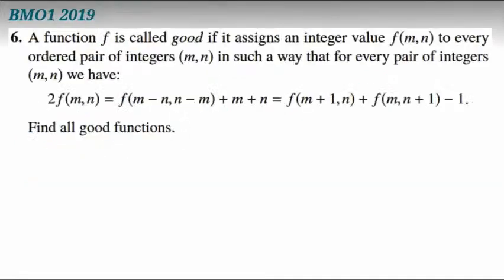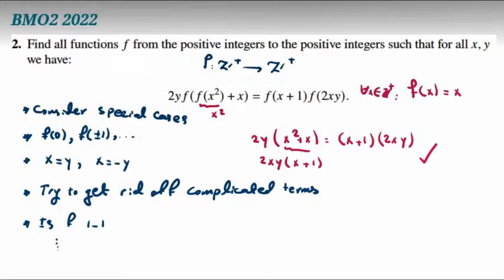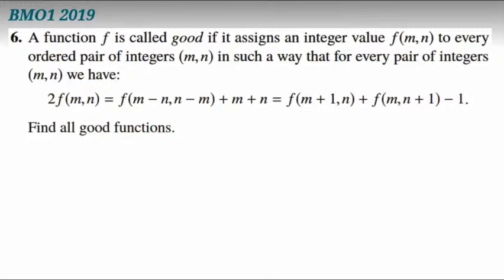Now, let's work on the second function problem. It says a function f is called good if it assigns an integer value f of mn to every ordered pair of integers mn in such a way that for every pair of integers mn we have 2f of mn equal this. So, as I said in the ideas for functions, consider special things, small examples. So, at first focus on finding f of 0, 0.